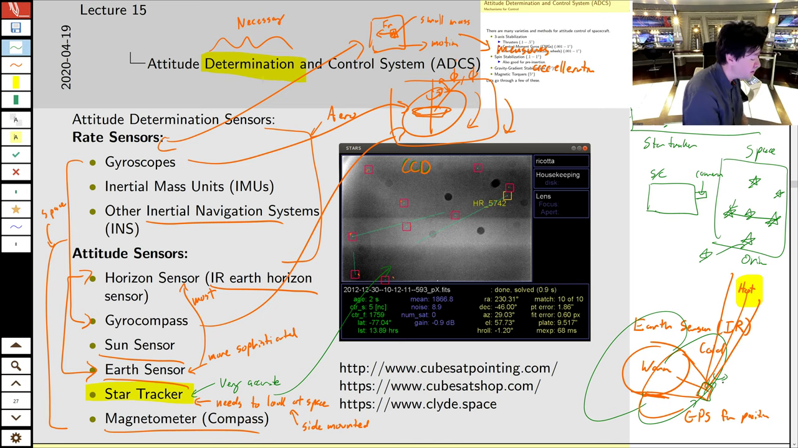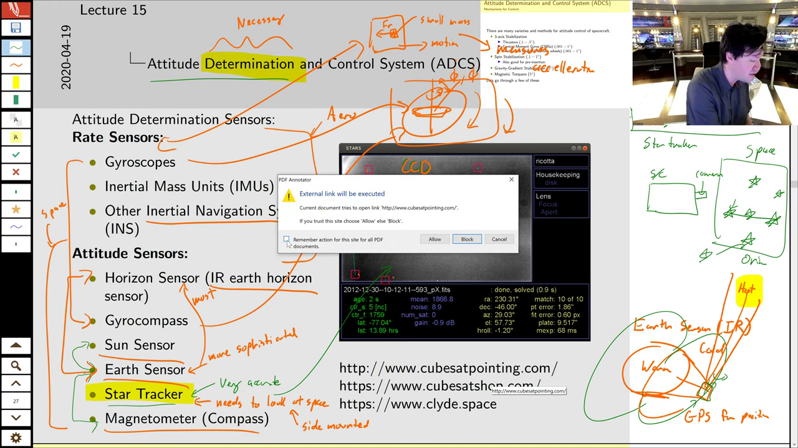So often we combine various sensors. If we don't have a star tracker, which is of course the best, we can use Earth trackers combined with magnetometers, or combined with sun sensors to get our attitude. Okay. So that's the attitude determination part of the problem. Again, we're not going to dwell on it too much.